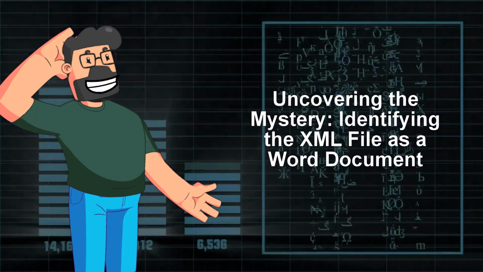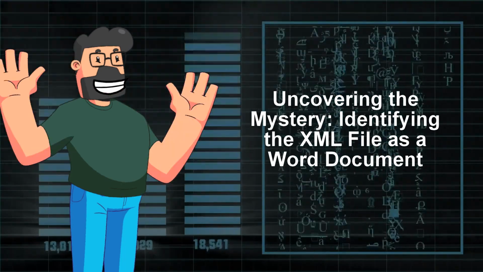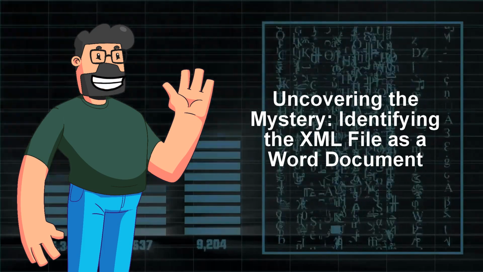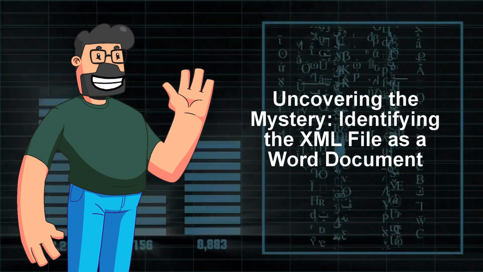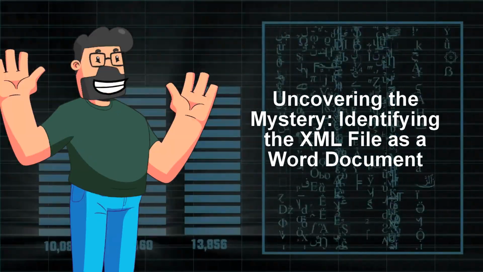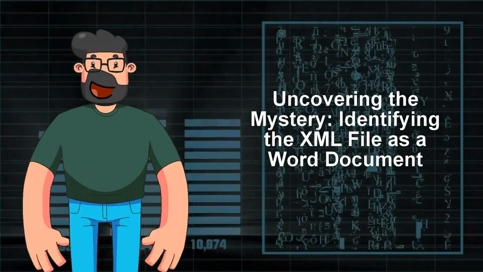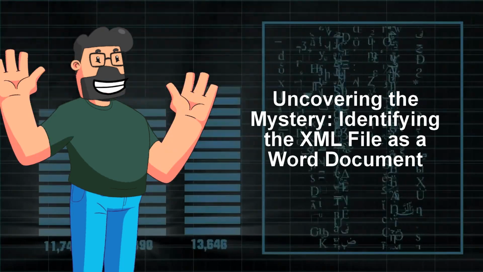Now let's delve into the solution. This Word document is a bit of a rebel. It was saved as a Word XML document using the good old save as option. And guess what? It likes to throw a little tantrum when you try to open it, renaming it to .docs or .odd. Nope, not buying it.